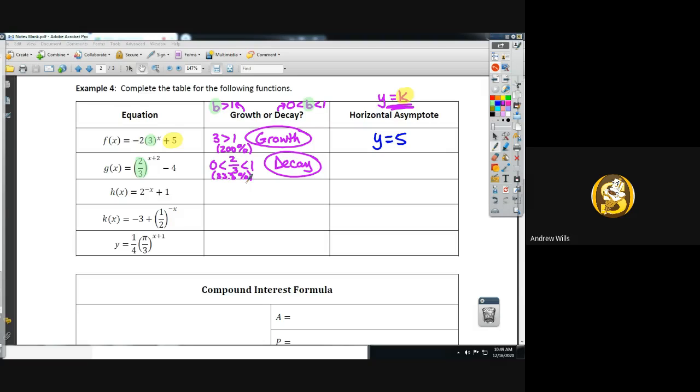Okay. Horizontal asymptote wise, we're looking at the k value. What is the k value of g of x? -4. Good. -4. So that would be our horizontal asymptote. Y equals -4.